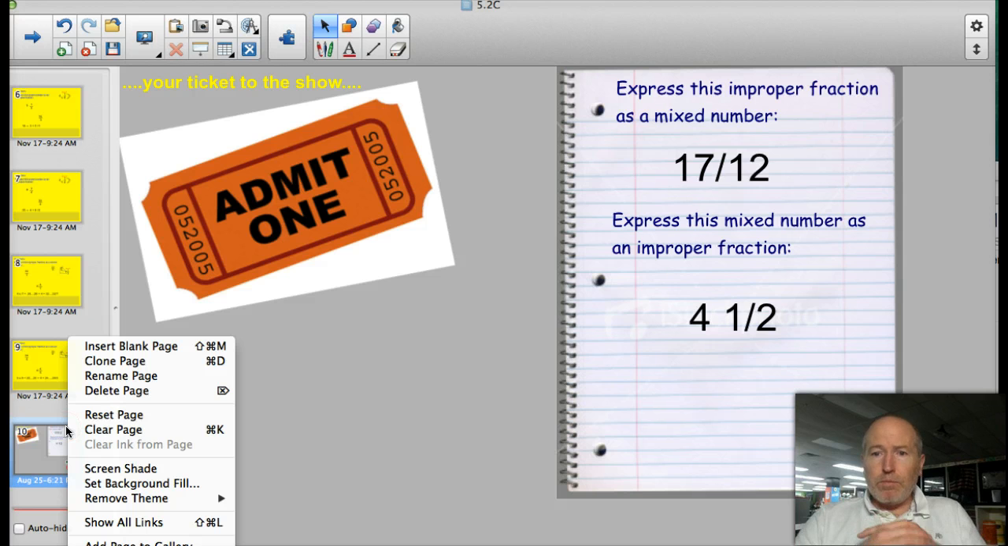Here we go. Express this improper fraction as a mixed number. Express this mixed number as an improper fraction. Go ahead. Copy that down.